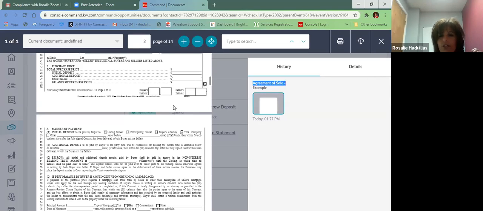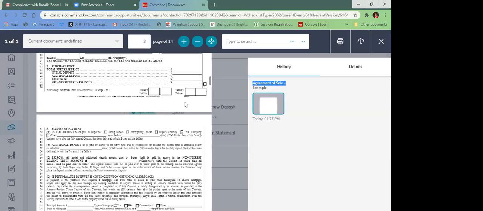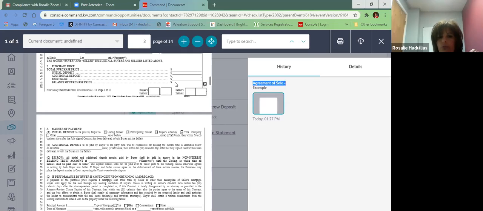Because I know a lot of times people get confused. And they just put the mortgage amount where it says balance of purchase price. They'll put the mortgage amount there.